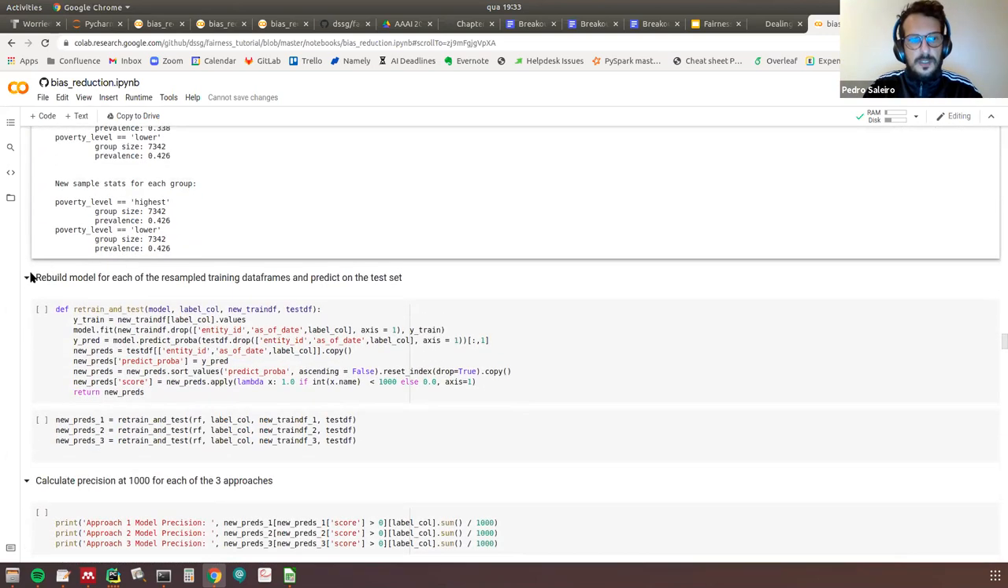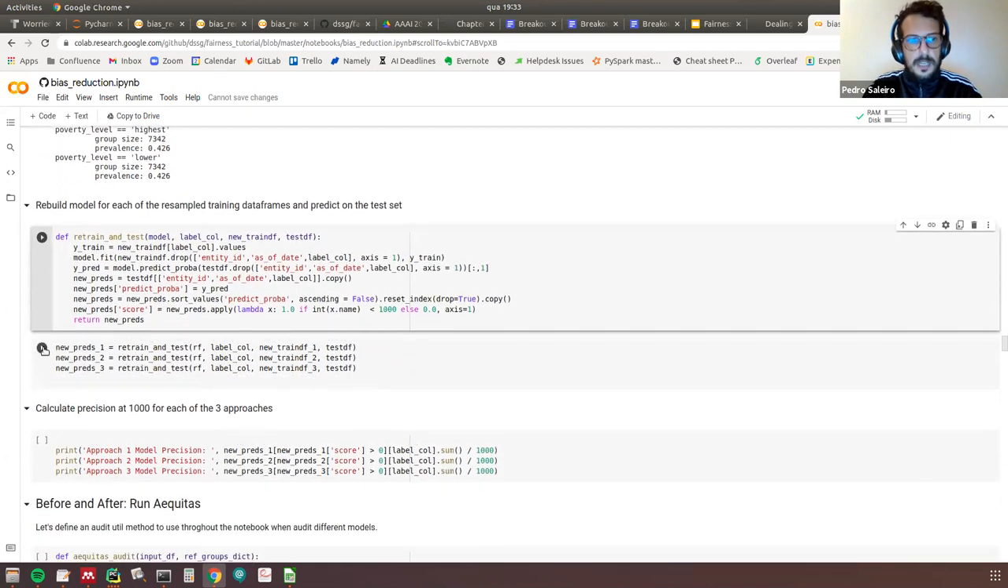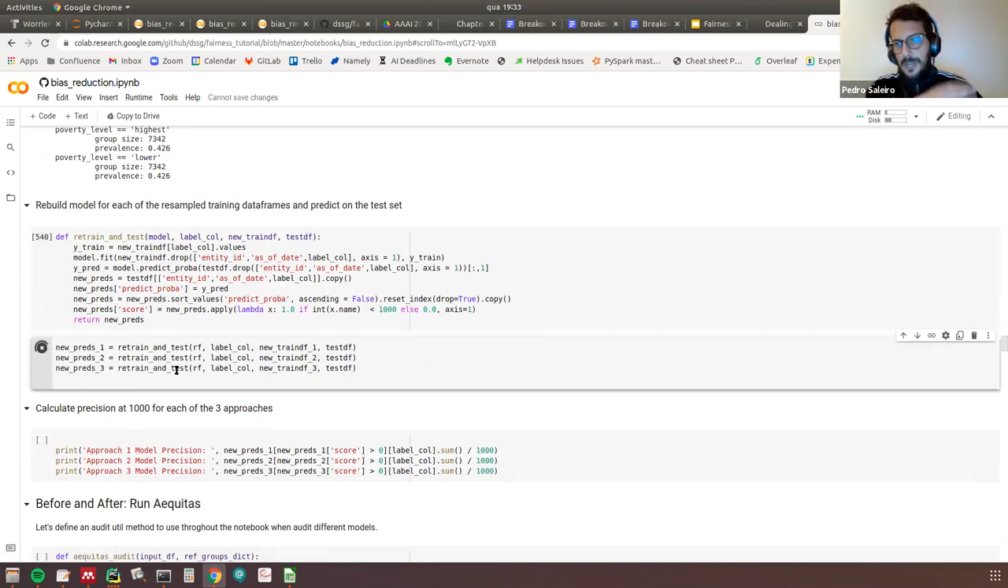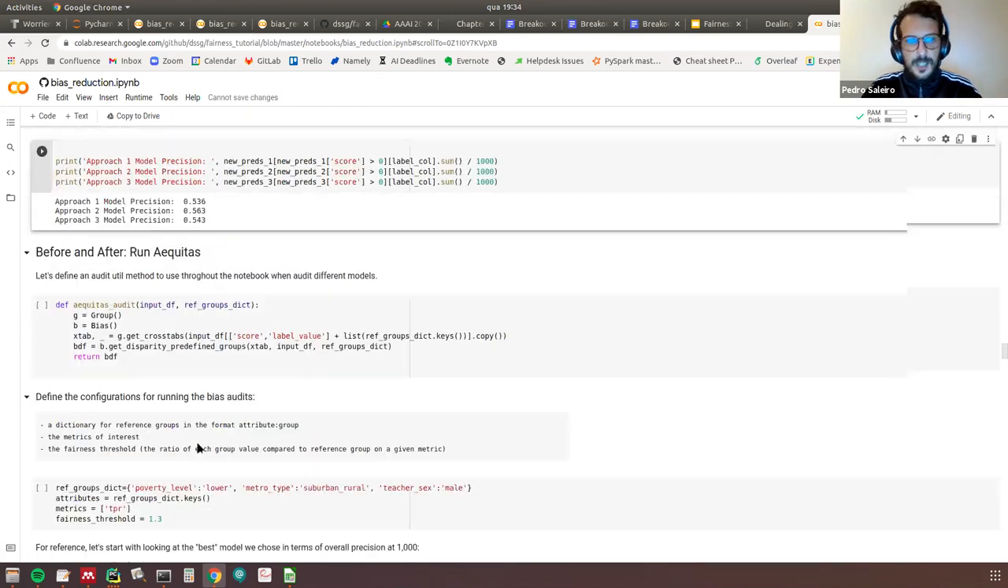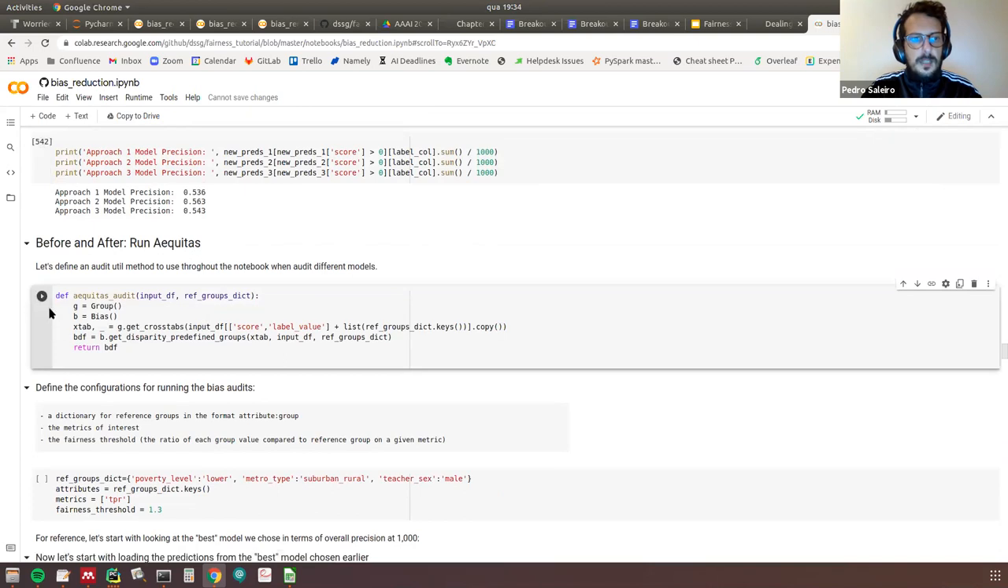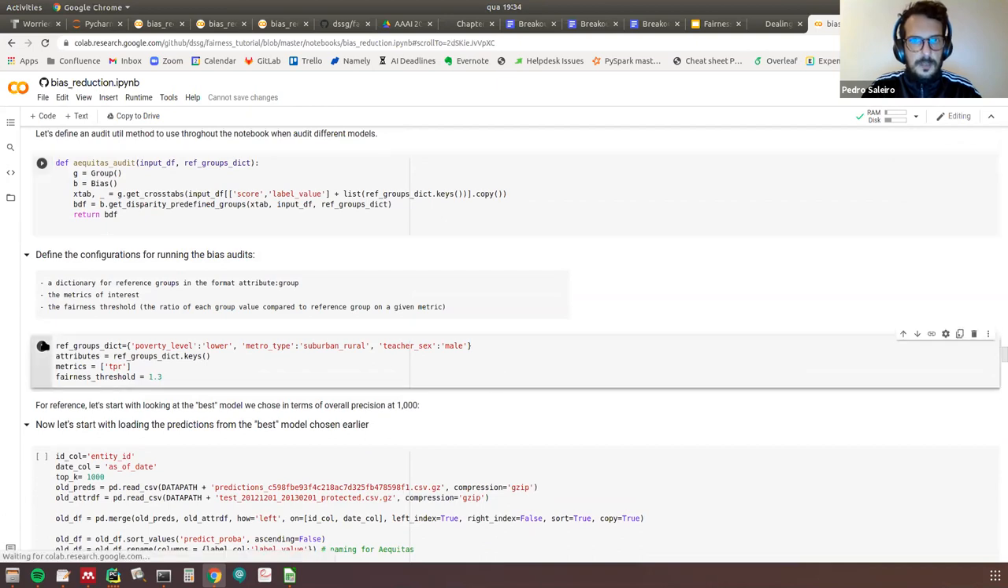And now let's retrain and test using the same hyperparameters of the model with highest precision. We will now get a new bunch of predictions for each one of these three approaches, each one of these three new models that we rebuilt. Let's have a look at the precision of the three models. There are slight differences over the three, but what really matters now is the fairness. We also have here a utility to run the Aequitas audit in a more straightforward way, with the same reference groups, same metrics, and same threshold.